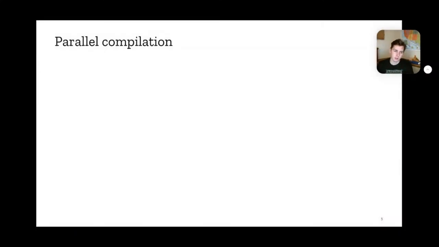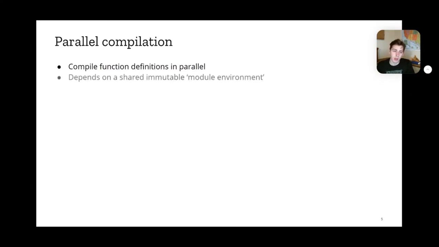So streaming is one thing, parallel compilation is the other. It's a really simple concept: functions don't depend on each other in a validation way. You can compile functions in any order, and so you can compile them in parallel. To put it more formally, it depends on having the module environment be a shared immutable object that you can pass around between multiple threads.